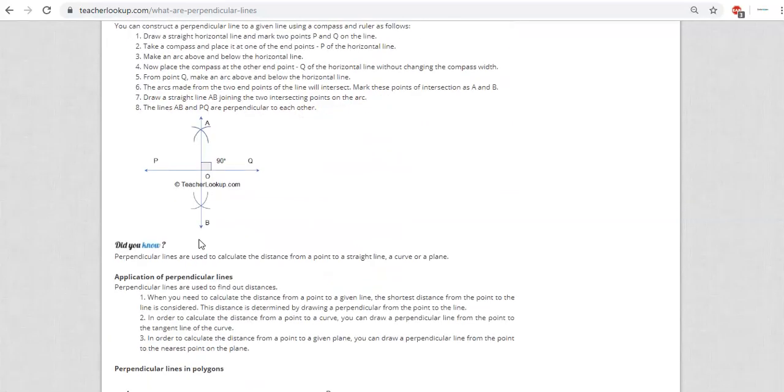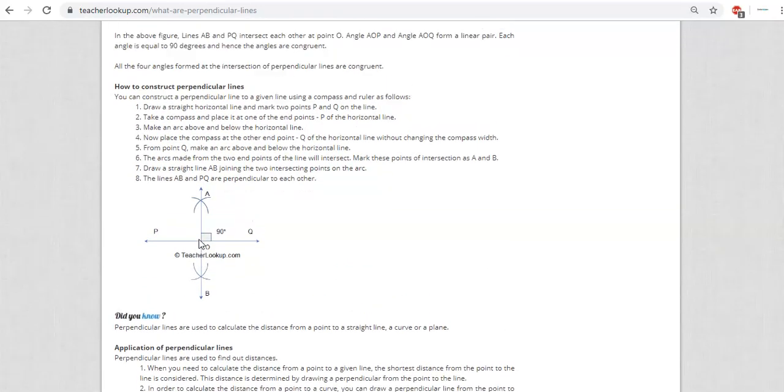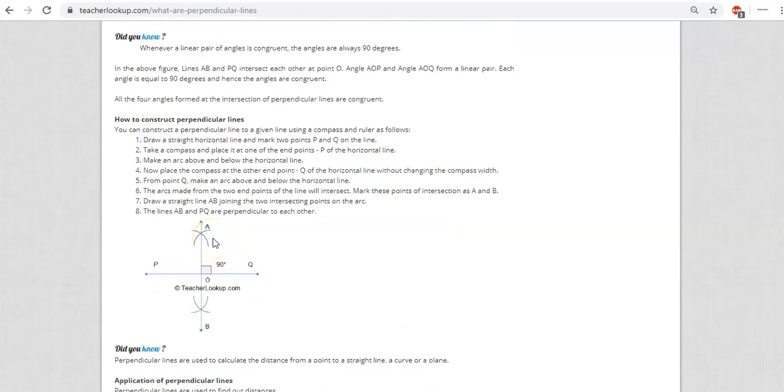Next, we'll speak about how to construct perpendicular lines. There are 8 steps which are described on this page. The first step is to draw a straight horizontal line and mark 2 points, P and Q, on the line. As we can see here, P and Q, so we've put a line here. The second step is to take a compass and place it at one of the endpoints of the horizontal line, for example P.